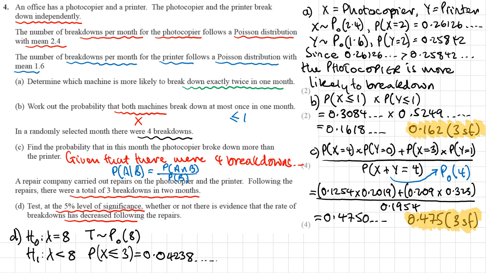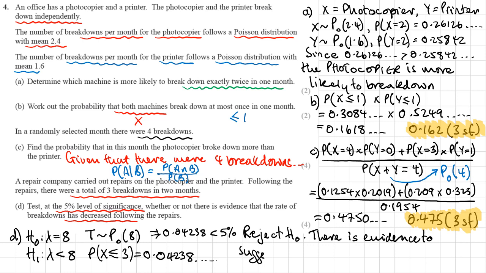Now if I have a look at that value and compare it to 5%, 0.04238, that's less than 5%. Since it's less than the significance level, that means reject H0. And if I'm going to reject H0, my conclusion is going to be this: there is evidence to suggest that the number of breakdowns has decreased.